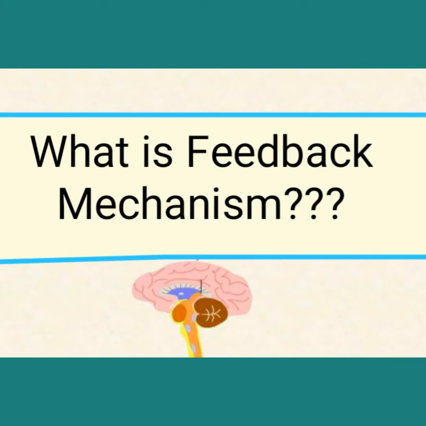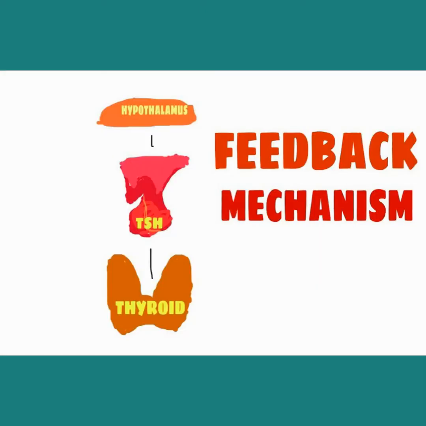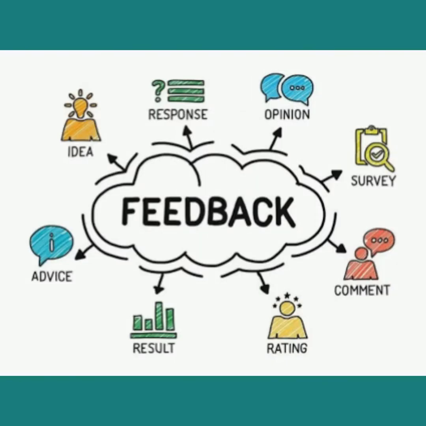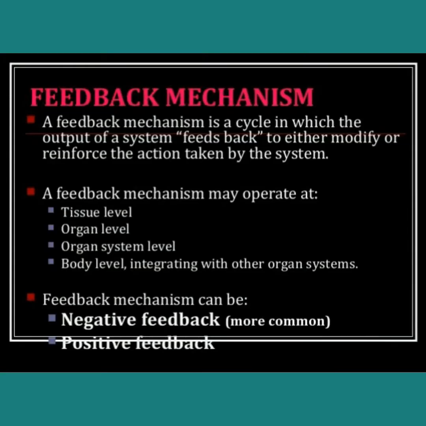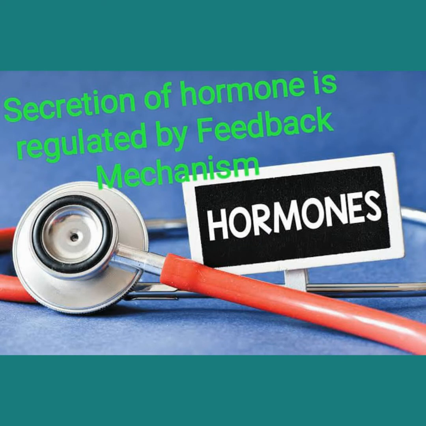As we know, we have already discussed in detail the endocrine glands and they secrete hormones, but these hormones are not secreted at a constant rate. The rate varies with the needs of the body. As the body needs, the hormone will be released according to the need of the body. Like many other functions inside the body, the secretion of hormone is also regulated by a mechanism, and this mechanism is known as the feedback mechanism.